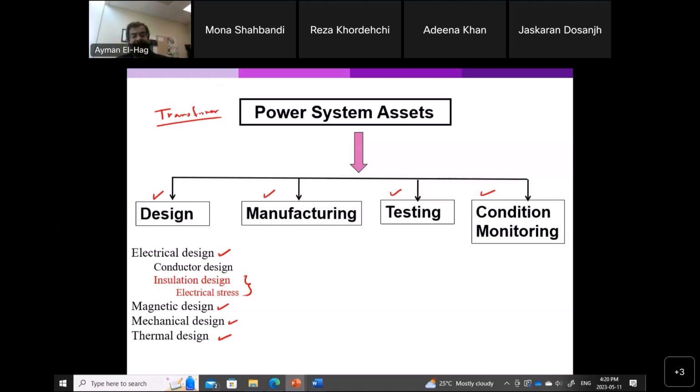But for us as high voltage engineers, the insulation design is very important, and more specifically, we want to know the electrical stress. And that is the job of software like COMSOL, for example, or ANSYS. They help you to calculate the electrical stress so that you will know at the design stage what the stress is on the different insulating materials. And by knowing the physics of this material, you will know whether this stress is high or is acceptable.